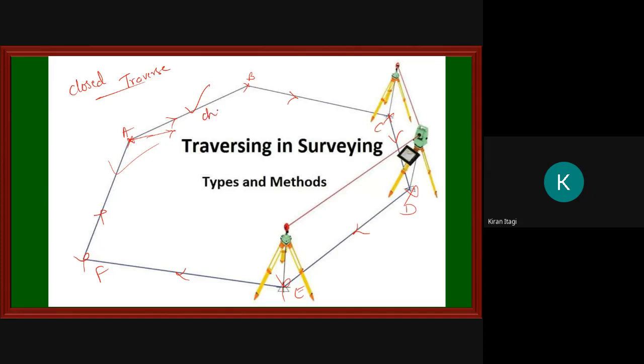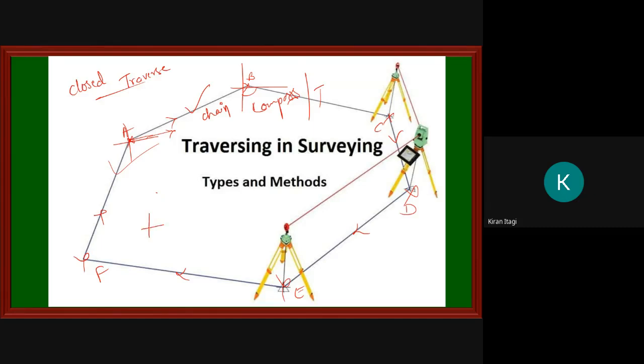is measured with the help of chain. And the angle between these two stations is measured with the help of the compass, or sometimes we will use the geodesic line. So here you can see this is a closed traverse.